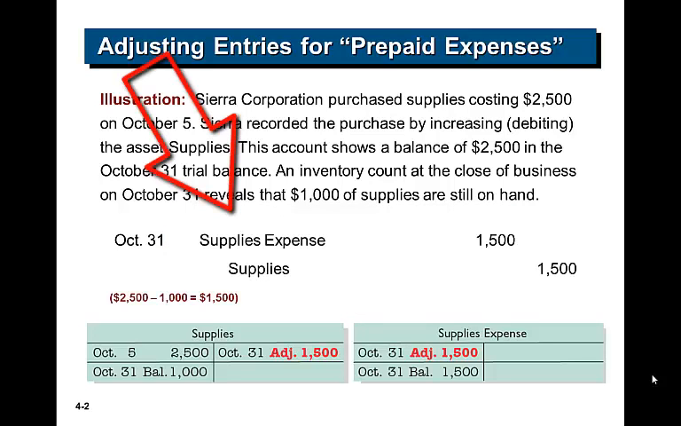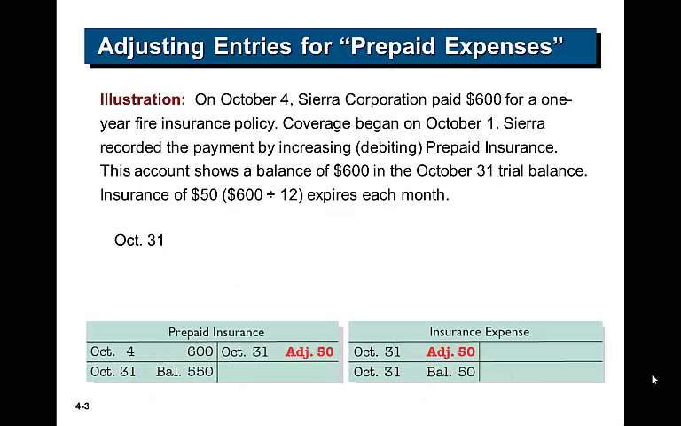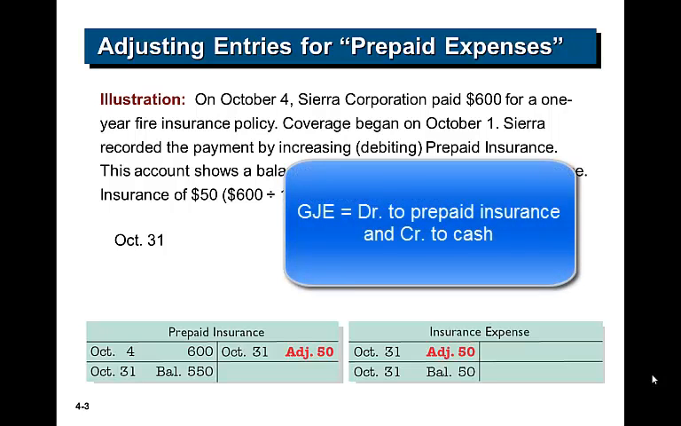We debit supplies expense and we credit supplies for $1,500. Now, the balances in supplies and supplies expense are correct. The next item that we need to look at is prepaid insurance. As you'll remember from Chapter 3, on October the 4th, Sierra paid $600 for a one-year insurance policy. When we journalized the transaction, we debited prepaid insurance and we credited cash.